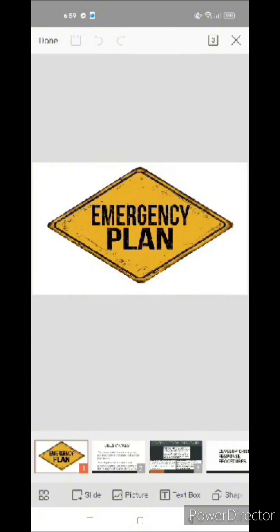So ang emergency plan is usa ni siya ka clear set of actions and procedures nga gidesign in advance nga atong i-follow in case there are unexpected or dangerous situations nga mahitabo. Emergency plan also outlines steps to ensure safety, ma-minimize ang harm, and effectively respond to emergencies such as natural disasters, accidents, or crises.